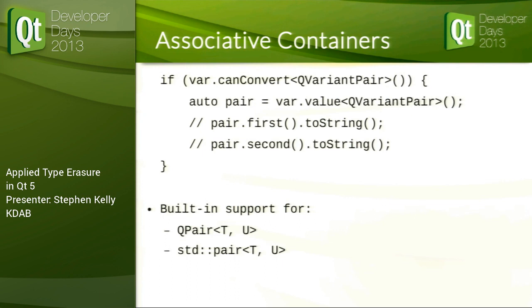If I have a QVariant, I can check if that's convertible to a QPair, and then I can extract it as a QPair. I can extract it as a QVariantPair. That's a typedef that doesn't actually exist yet. I'm going to have to submit a patch to add that typedef, but I just put that in the slide because it's a little bit cleaner than QPair<QVariant, QVariant>. So any QPair where both the first type and the second type can be in a QVariant, you can use this to extract it. And that works also for std::pair.